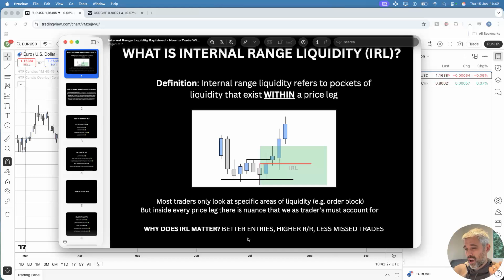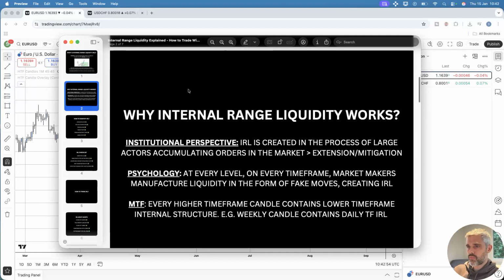Better entries, higher risk to reward, because you can actually reduce your stop loss and get in lower in a price leg. That means higher risk to reward and ultimately less missed trades, because if you are someone that only focuses on the order block, sometimes price won't retrace in that way. It will just hit something else and go. So we need to be able to identify when it makes sense to take trades from those areas.